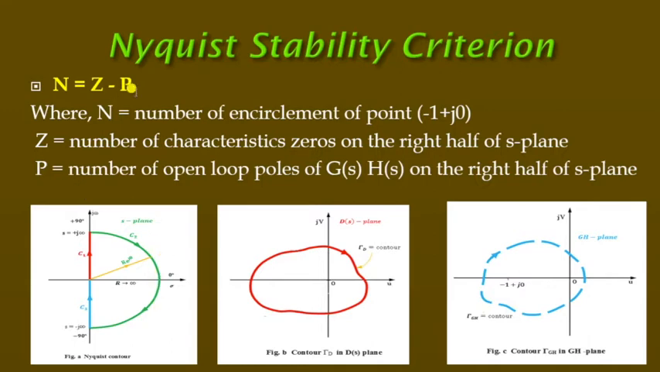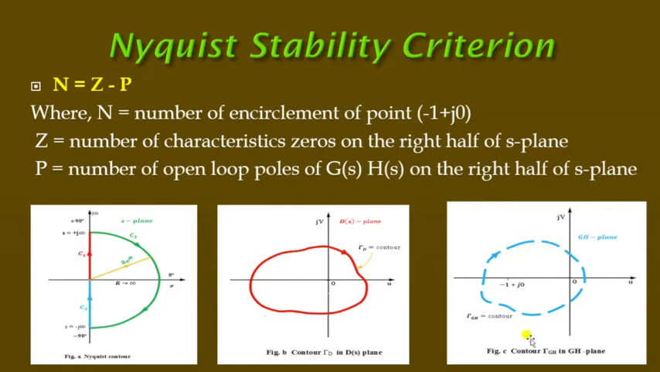If P equal to 0, that is, the open loop transfer function has no poles in the right half of the S-plane, then N equal to 0, and for a closed loop system Z equal to 0, so the system is stable. That means there must not be any encirclement of the minus 1 plus j0 point by the G(s)H(s) locus.